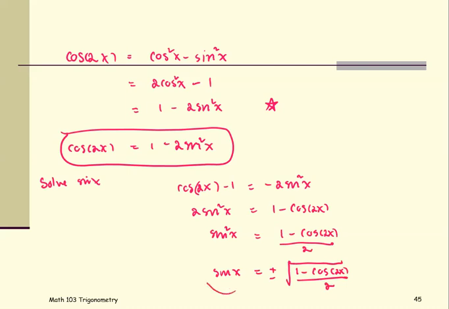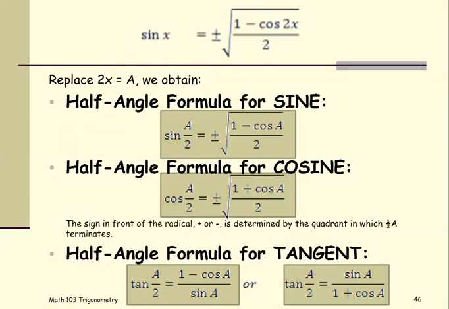Now we have derived the formula for sine x using the double angle formula. As you see, the angle on the left side is half of the angle of the expression on the right hand side. In summary, sine x is plus or minus the square root of 1 minus cosine 2x all divided by 2. The plus or minus sign here is determined by the location of x, which quadrant it is located in.